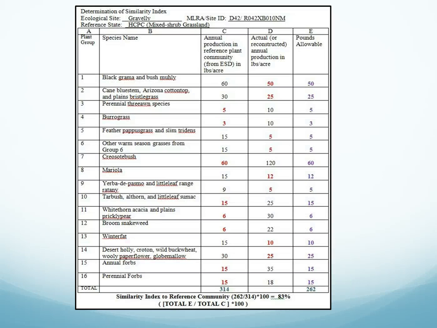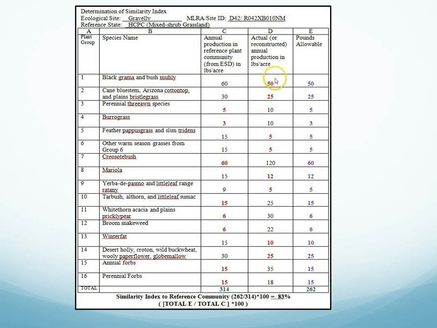Now, this has been described for you in the learning guide, and I'm going to go through it relatively quickly. This is very similar to the approach that was taken to calculate a similarity index using the Czekanowski coefficient that was covered in the module on species composition, but it is slightly different. So what we've got here is a worksheet. We've already filled it out with the different plant groups and the names of the species in those plant groups. You'll remember that I pointed those out to you when we looked at the ecological site description for the gravelly site. I have listed for a good precipitation year the annual production in the reference community that can be expected for each one of these plant groups.